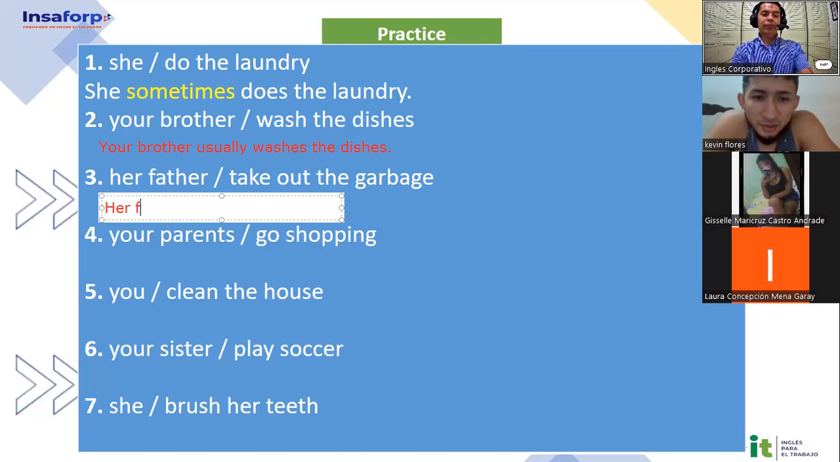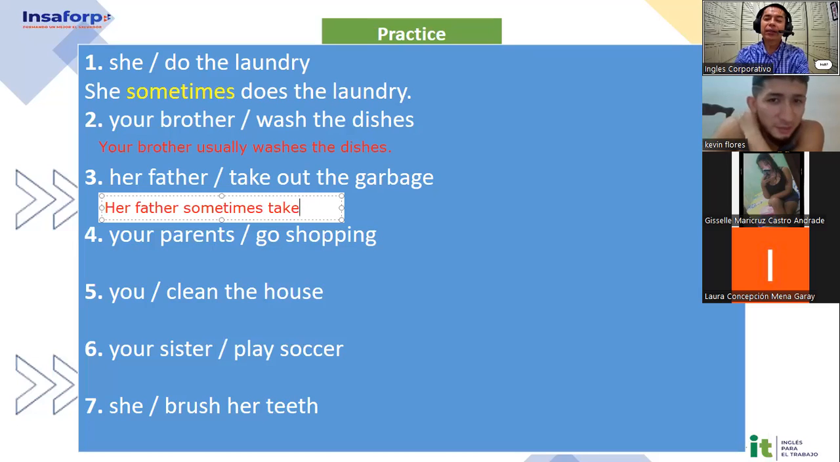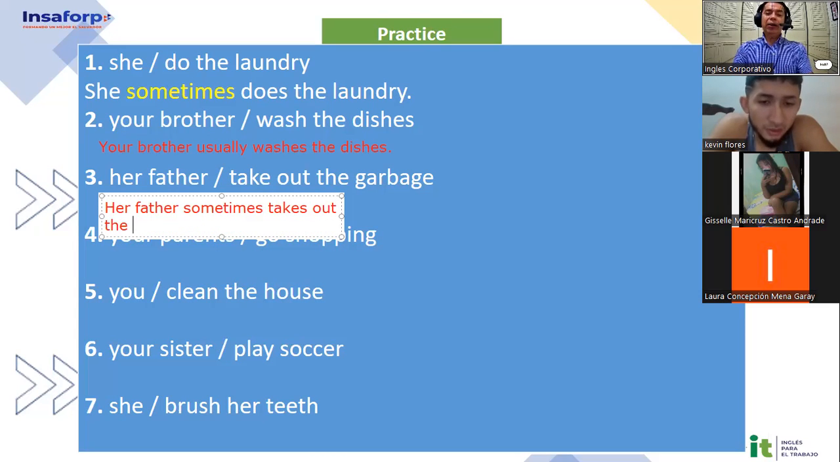Her father sometimes takes out the garbage. Kevin, but we say take or takes? Takes. Very good, because her father is third person singular. Siempre que sea tercera persona singular, le vamos a agregar una S al verbo, ¿verdad? Her father sometimes takes out the garbage. Okay, thank you very much, Kevin. Now, number four.